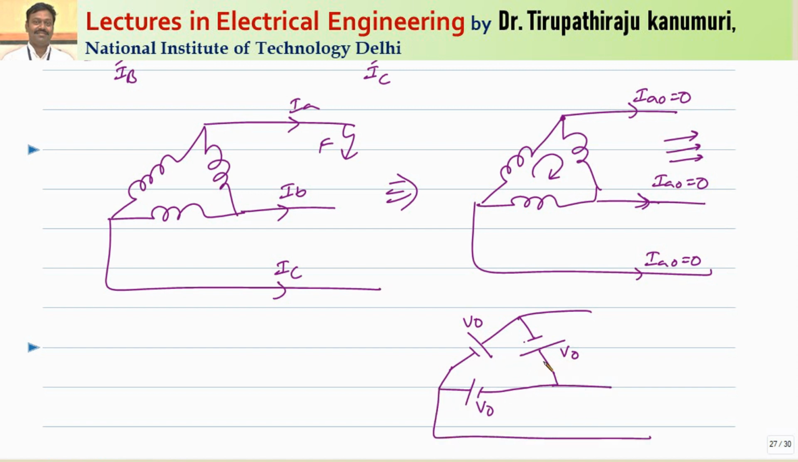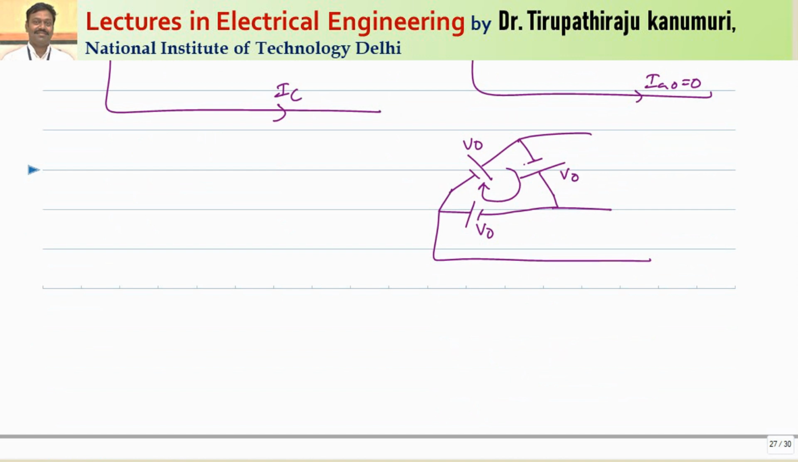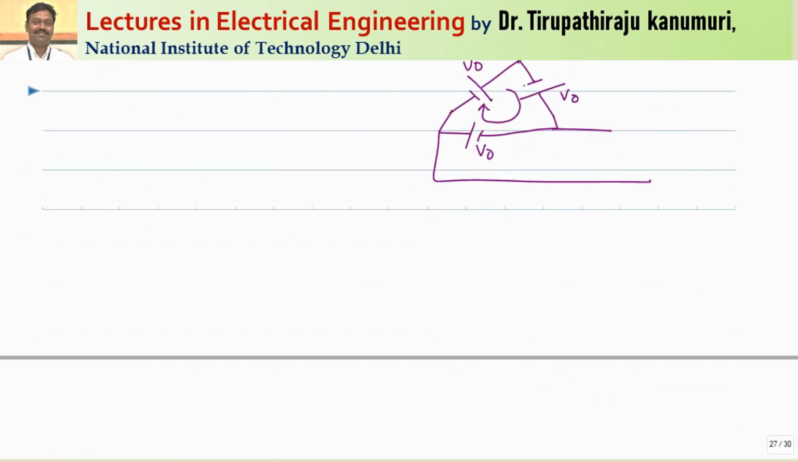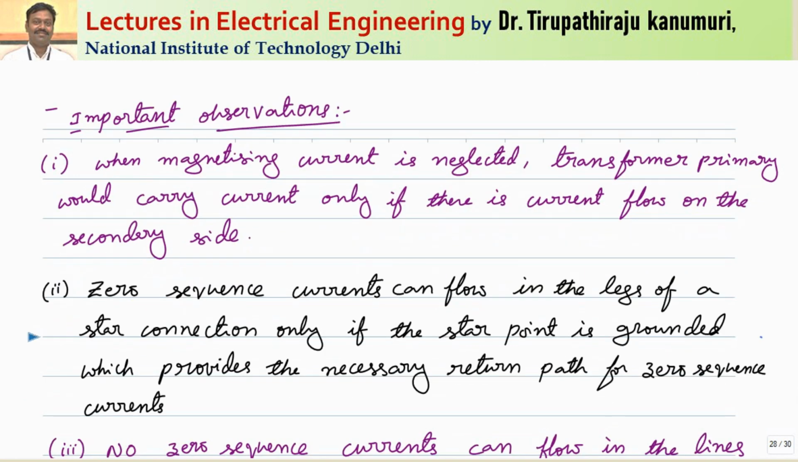So if zero sequence voltages are induced here, because of this the current can circulate in this one. So the zero sequence component of current can only circulate within the delta connection, provided zero sequence voltages are induced. So what I can conclude from here is, in the case of delta connection, zero sequence components can circulate within the delta, but they cannot pass in the external circuit. So this I am making as the summarization of this one.